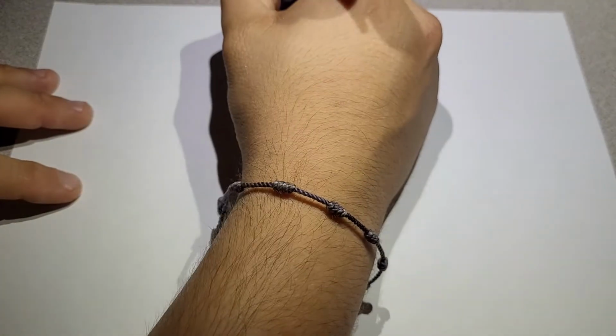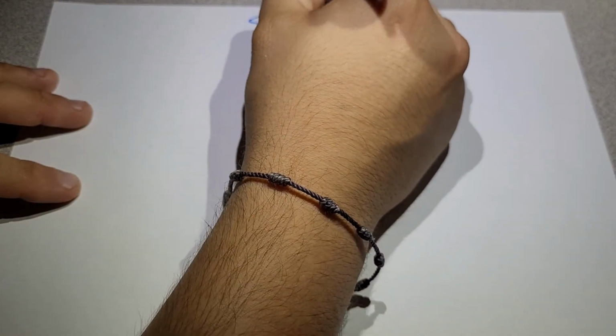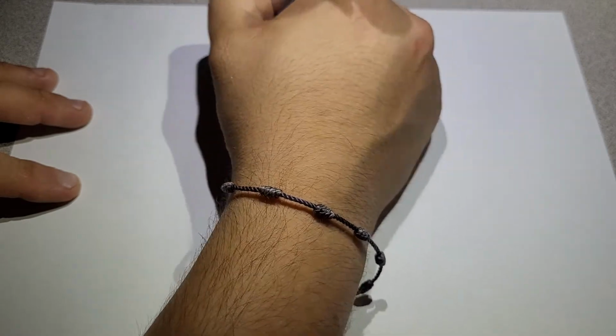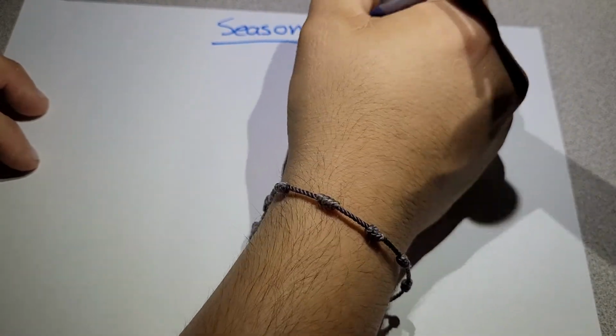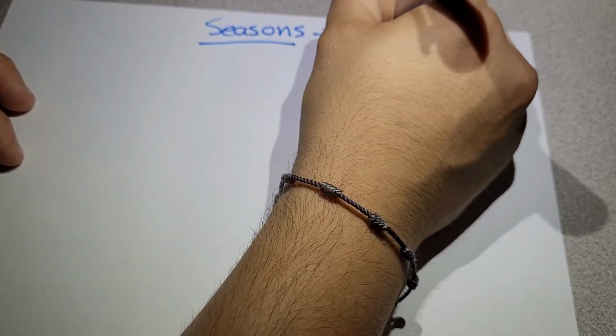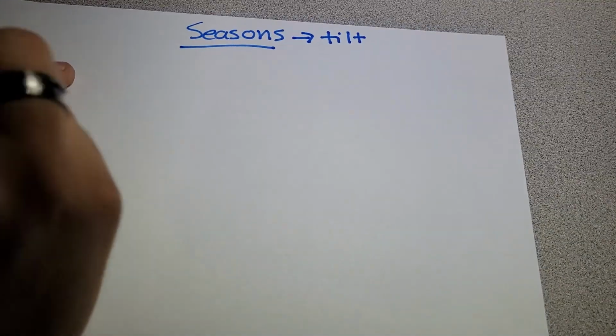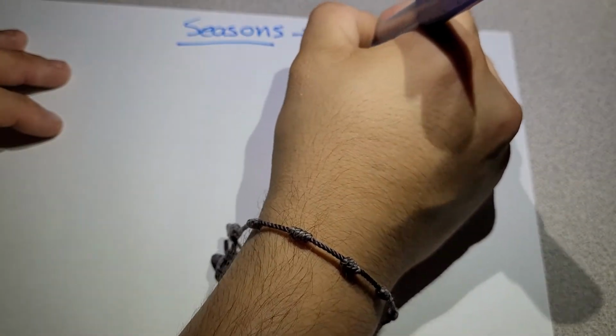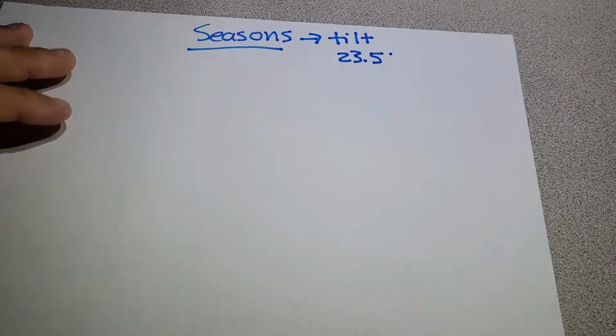All right, guys, we're going to start off by learning the reason for the seasons. Now, the main reason for the seasons is a lovely word we call tilt. Now, the Earth is tilted 23.5 degrees. So, this is very important to understand when we're doing our diagram.